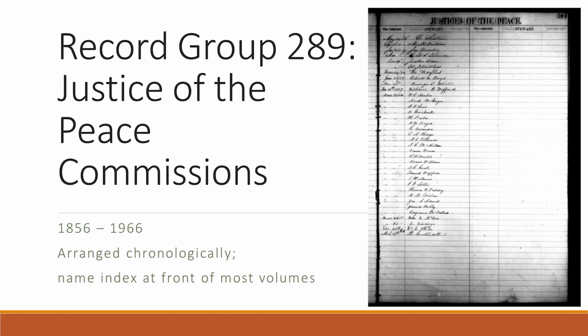in this series. These are arranged chronologically from 1856 to 1966. Most of the volumes have an index at the front. So even if the election results in your county don't survive to your knowledge, you might still look here to see at least who won the local justice of the peace elections.